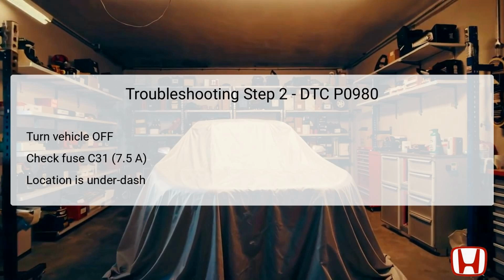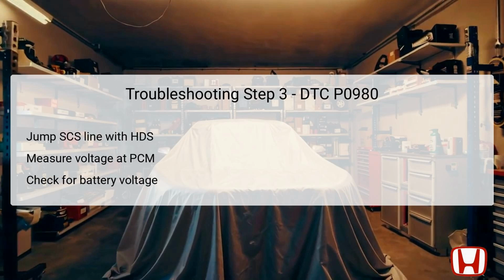Conversely, if the fuse has blown, it must be replaced, and if it blows again upon testing, further investigation for a short circuit to ground within the circuit is warranted. In the third step, the technician should jump the SCS line using the HDS, which is a service check socket designed for diagnostics. After waiting for over 1 minute, the next action involves disconnecting the PCM connector A, which typically has 51 pins. With the vehicle set to on mode, voltage measurements should be taken between designated test points at PCM connector A.